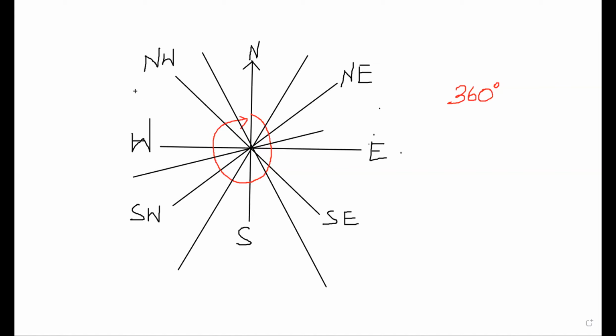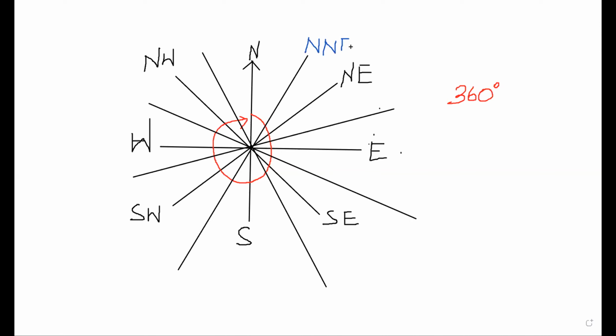Between north and northeast, there is north-northeast. Between northeast and east, there's east-northeast. Carl, can you go on? Between northeast and east, there is east-northeast. Go on. Then between southeast and east, there is east-southeast.